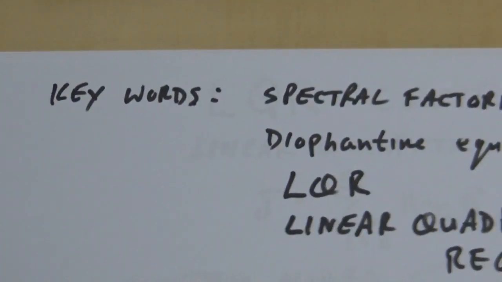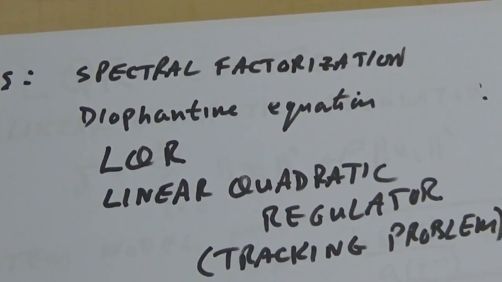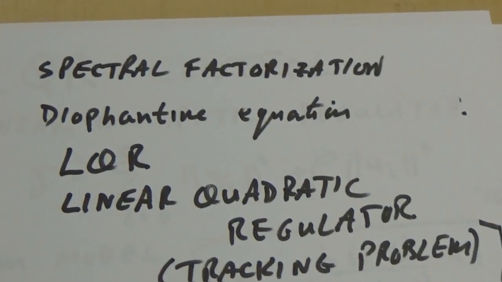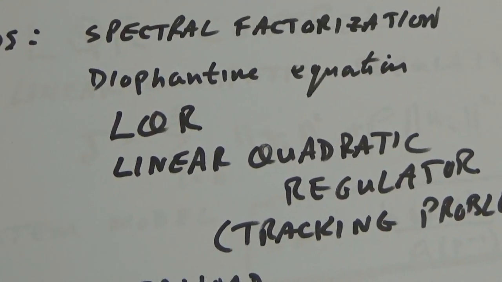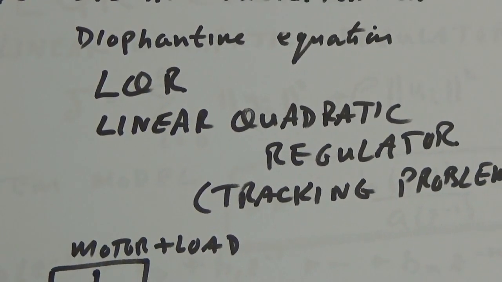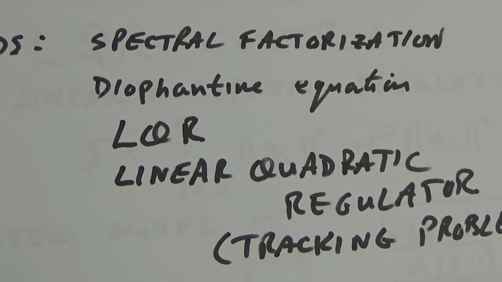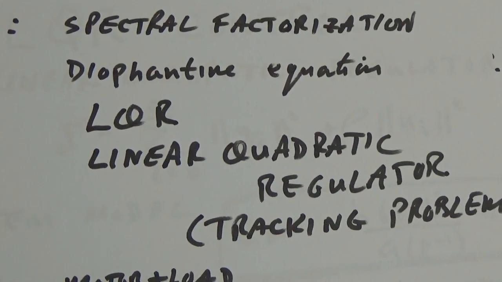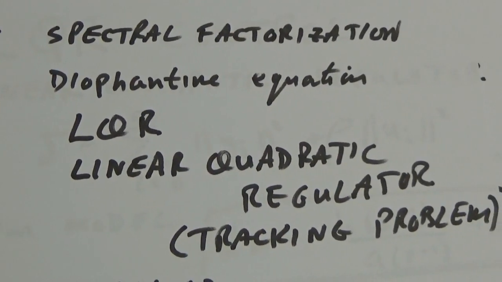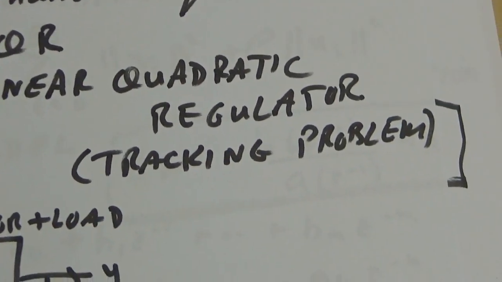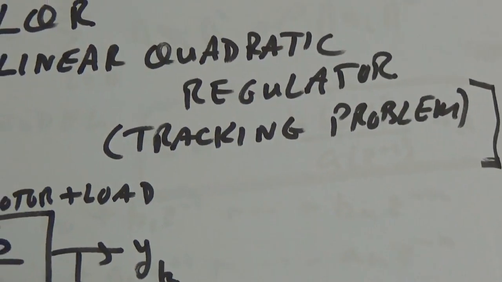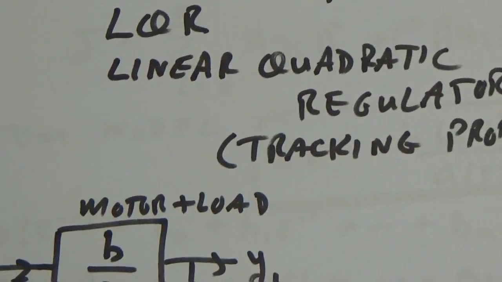So some keywords we're going to be using: spectral factorization, that's important. Diophantine equations, that's an old word from the Greek, a special kind of equation, but in polynomials. LQR, which stands for linear-quadratic regulator, in particular the tracking problem, where the set point can be varying.